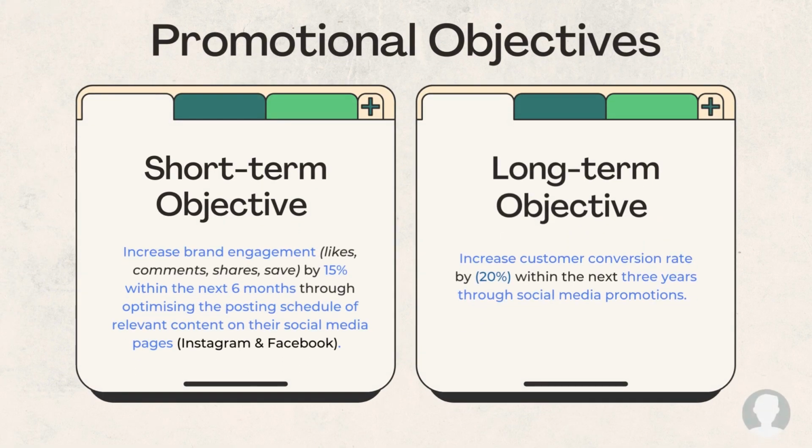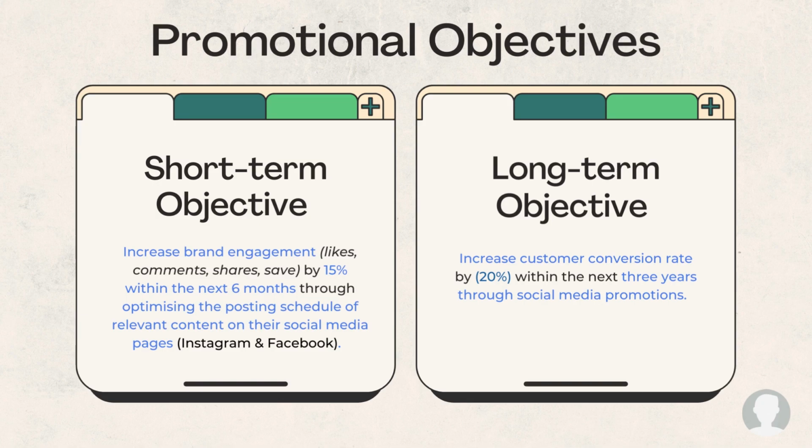We have created two promotional strategies for the specific campaign, one short-term objective and one long-term objective. The short-term objective hopes to achieve an increase in brand engagement by 15% within the next 6 months through optimizing the posting schedule of relevant content on their social media platforms, namely Instagram and Facebook, due to the lack of activeness.